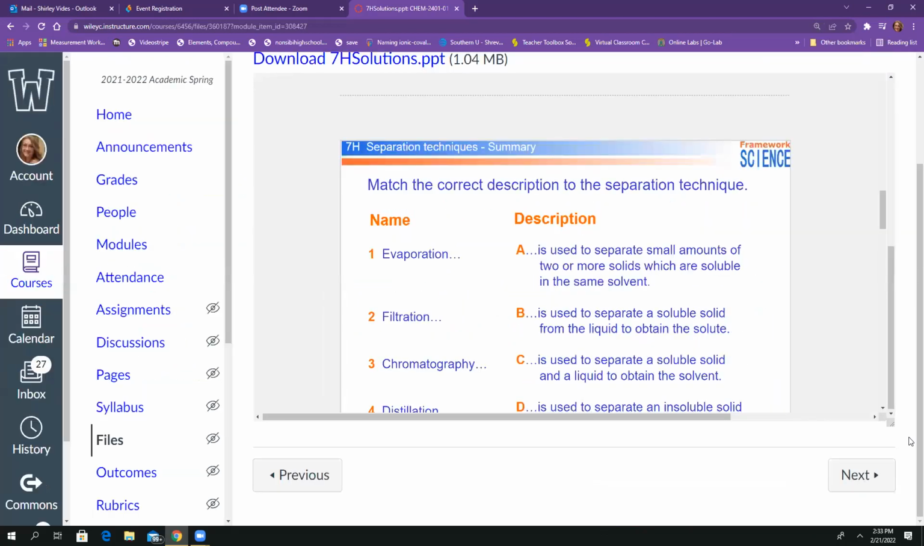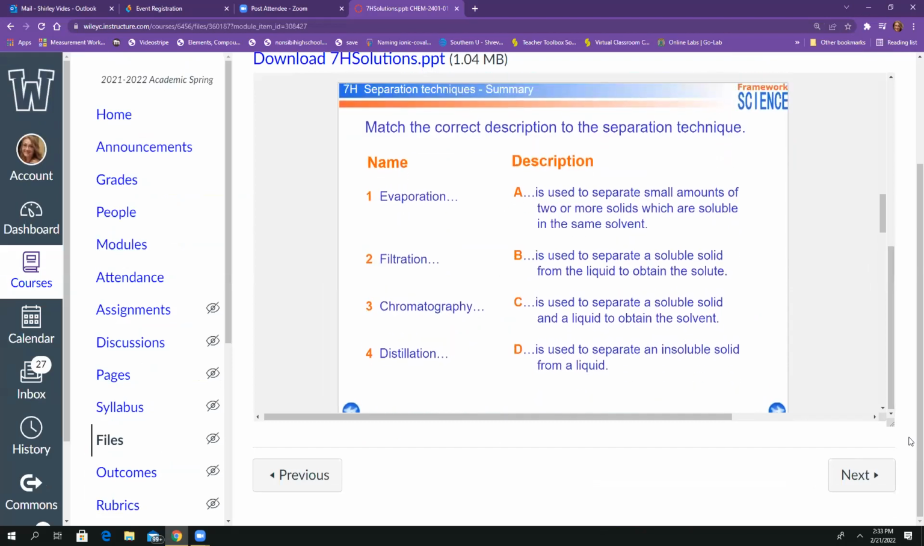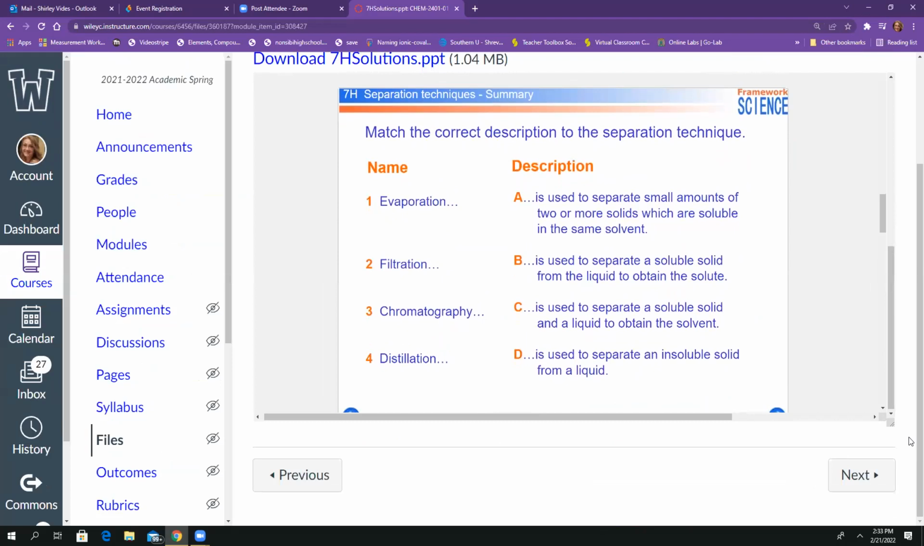All right, so there they are. You are going to do this exercise. You're going to try to match them correctly. Okay, let's do number one, evaporation. Who do we match it to, A, B, C, or D? And you can do it through the chat, so you don't have to speak if you don't want to. Type it in: A, B, C, or D. I expect all of you to participate, because this is how you learn. You're not just here to listen to me.